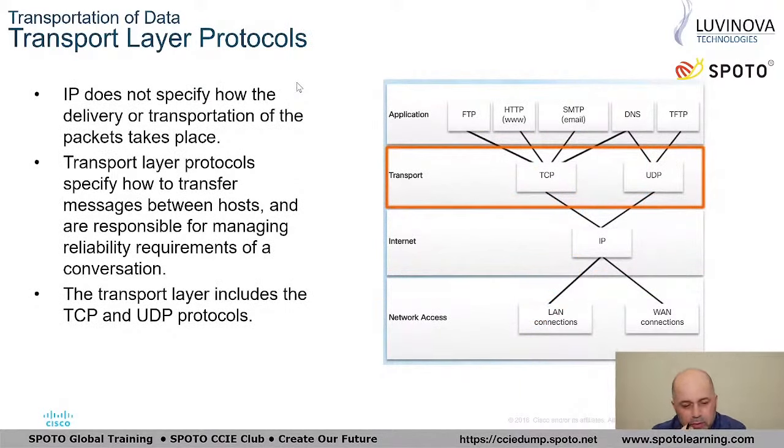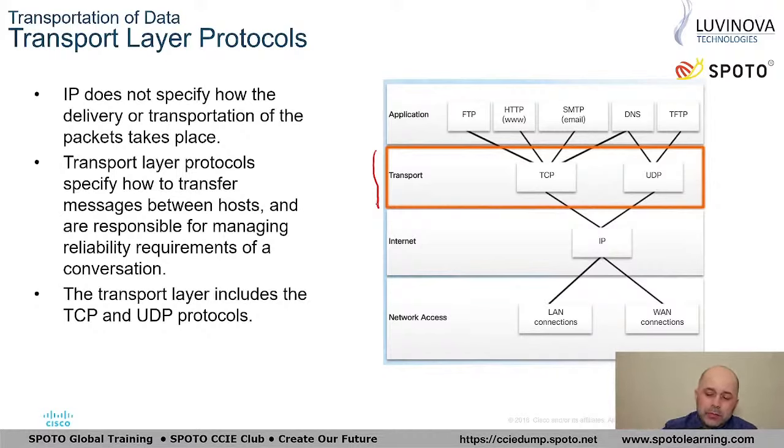The transport layer is this one, and again it is the third one from the TCP/IP model. What protocols do we have in there? In the transport layer we have two protocols which carry out this transportation: TCP and UDP, the Transmission Control Protocol and the User Datagram Protocol.